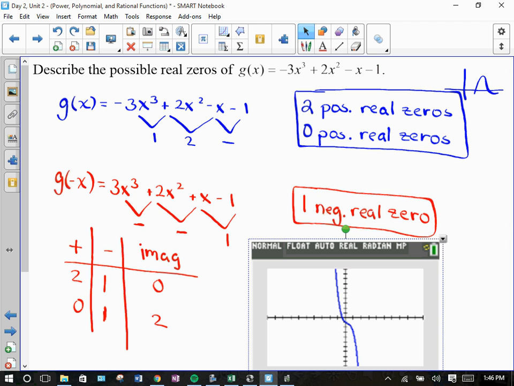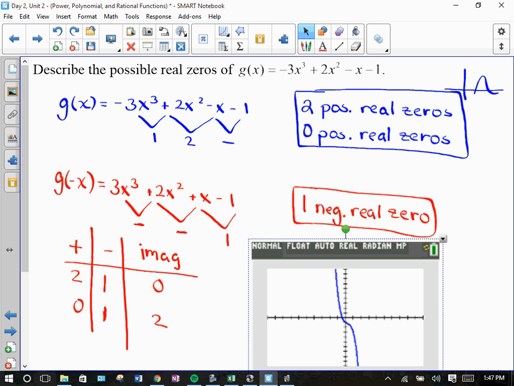So down here, we look at the sign changes. There's 2 sign changes. That means there's 2 positive real zeros or there's 0 positive real zeros. And this is the same thing with g of negative x. It tells me that there's 1 negative real zero. There's no argument about that. Definitely 1 negative real zero.